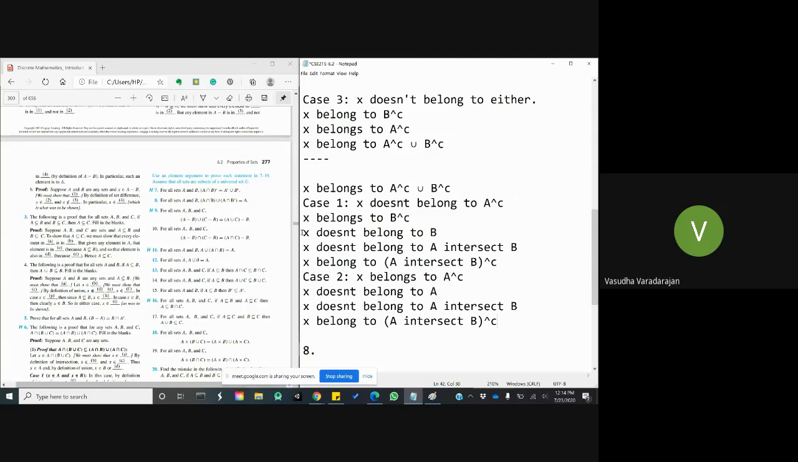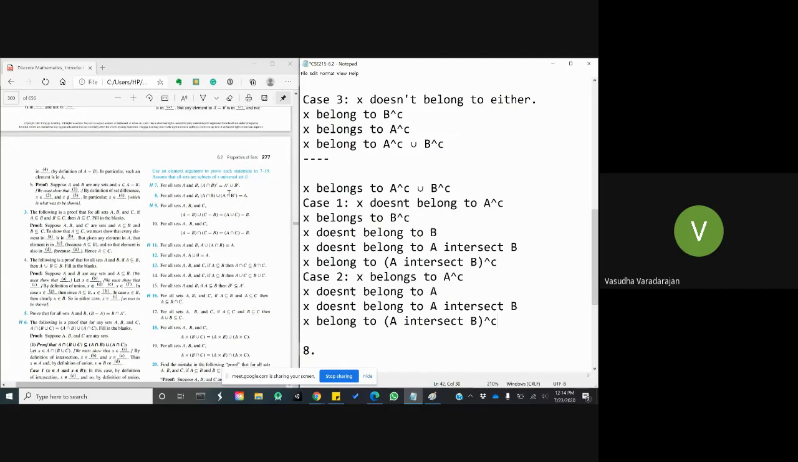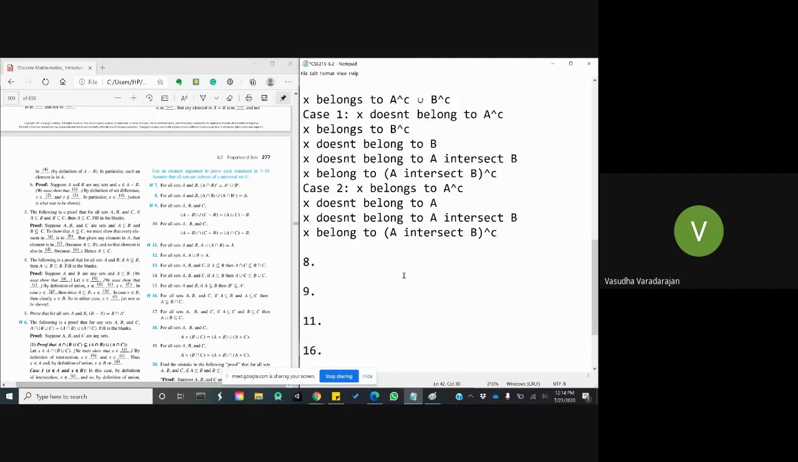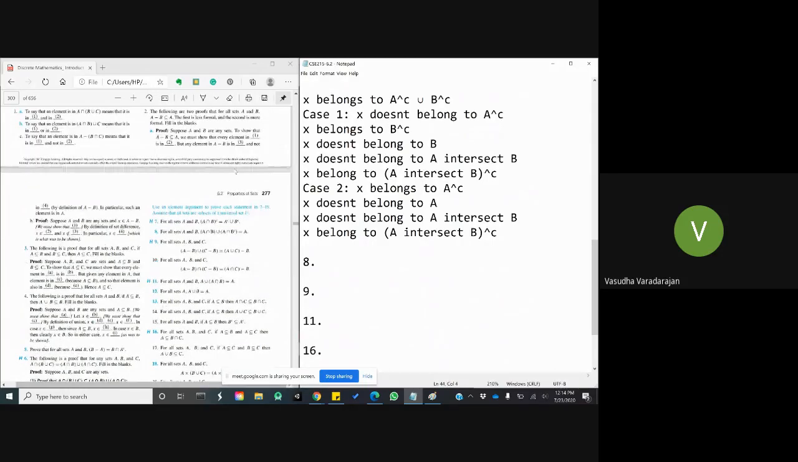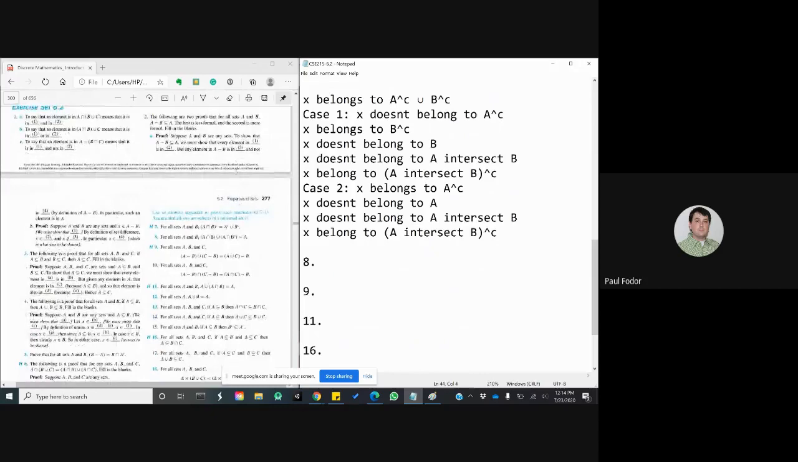Good. Okay. So the next question that we'll be doing is 8. All of these have to be proved in a very similar way. So this time, instead of the element argument, you can use set identities just to show another way to do it. Yeah, we know them. I will just tell you when you need them. So we want to prove that logical equivalence, that set identity.